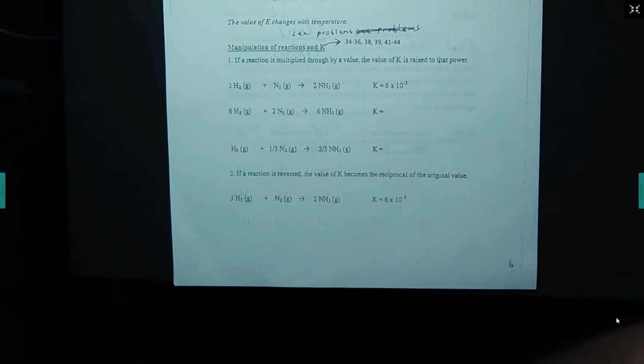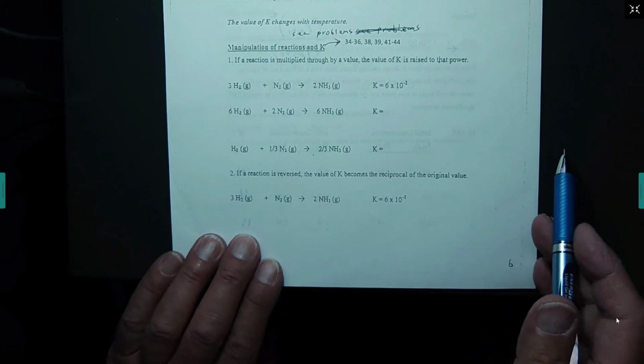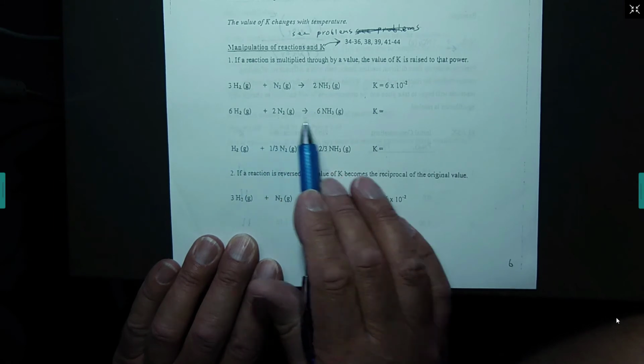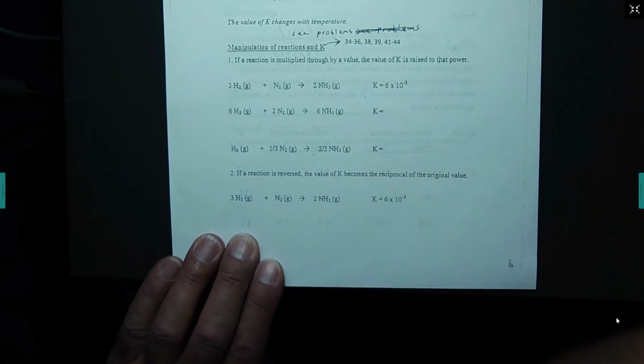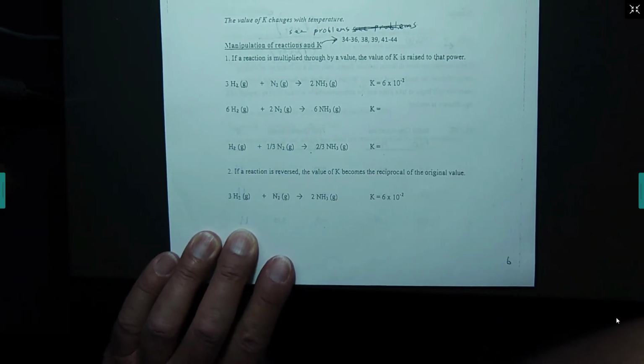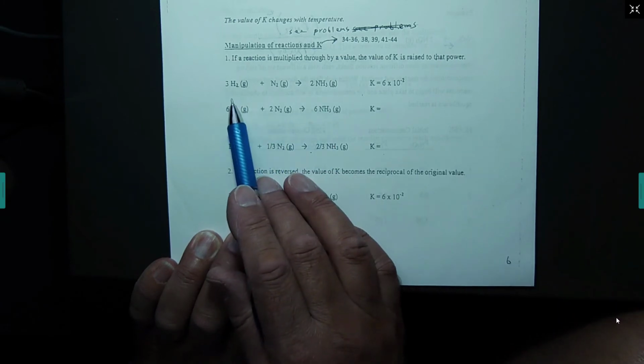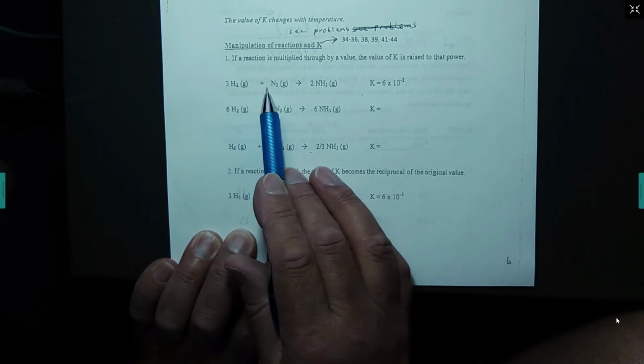You heat the reaction up, K has a different value. So K depends on temperature. Oddly, the numerical value also depends on the coefficients in the balanced equation. You can manipulate reactions mathematically on paper. You might remember this from Chem 1 in thermodynamics. Sometimes you'll have a reaction and you'll multiply all these coefficients through by something.